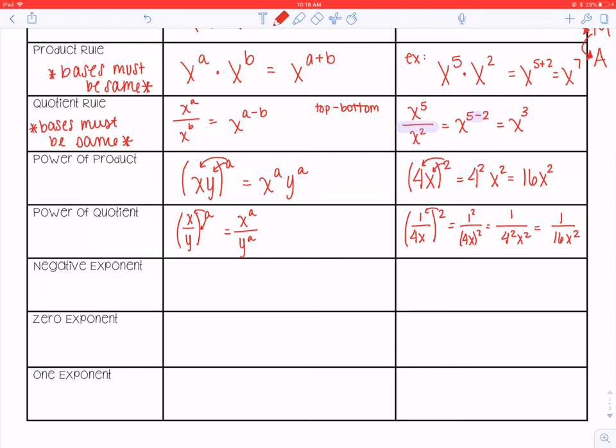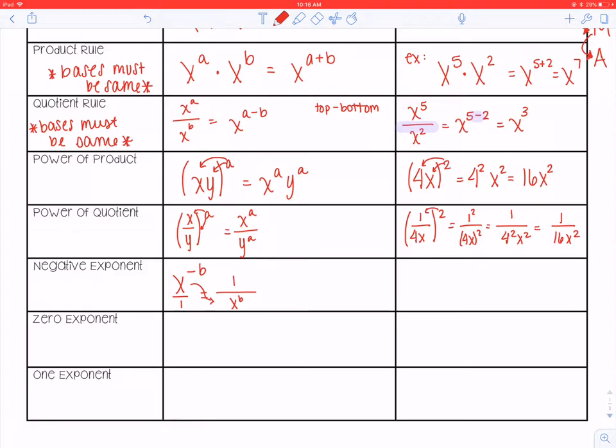Negative exponent says that if you have a negative exponent, let's use x to the negative b, the way that you can make the negative exponent positive is move it to the opposite floor. So if it was on top, move it to the bottom. If it was on the bottom, move it to the top. So here, this one's on top, so I'm going to bring it down to the bottom and change the sign.